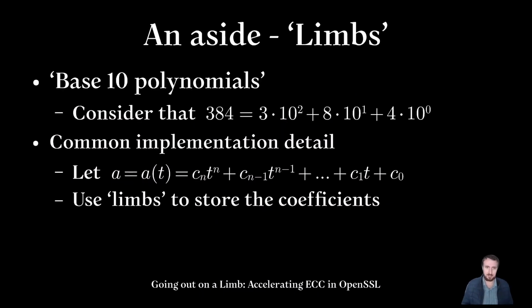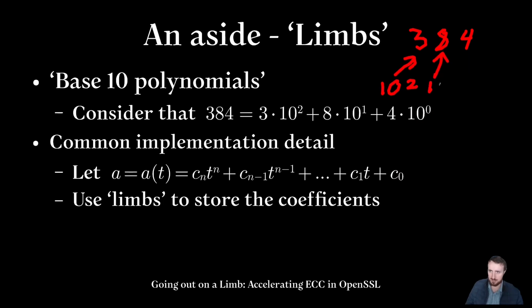Now what do we do here? Okay, so returning to the idea of limbs. So I described them earlier as sort of digits. But yeah, you can think of base 10 numbers. So here's a base 10 number, 384. This is our hundreds digit. This is our tens digit. And this is our units digit.